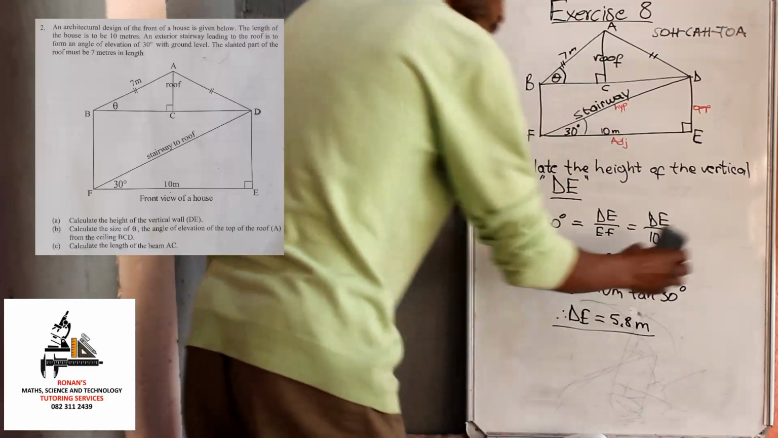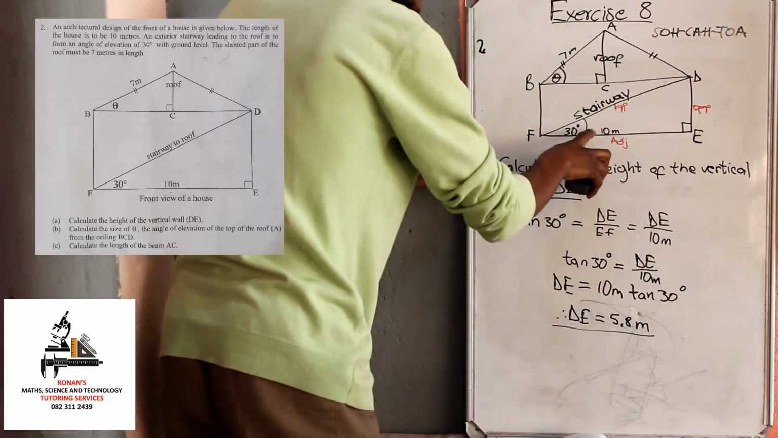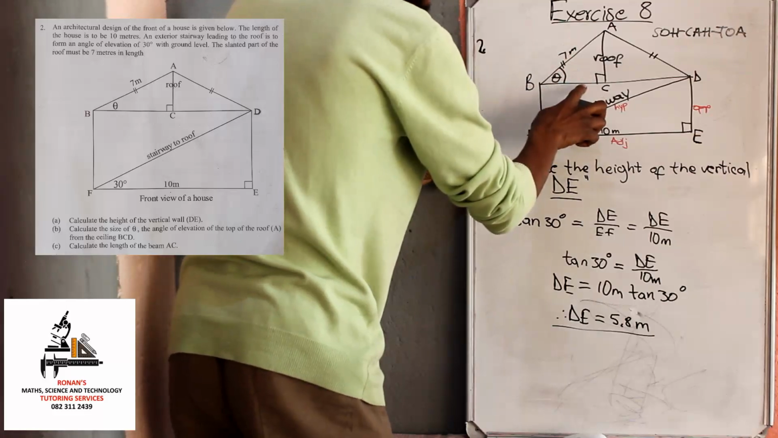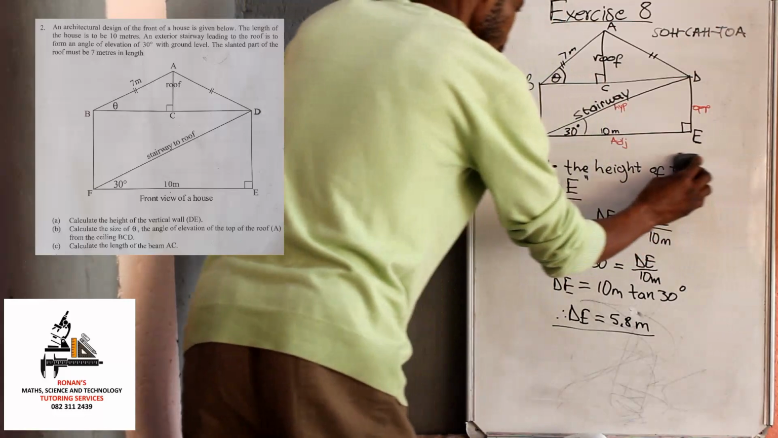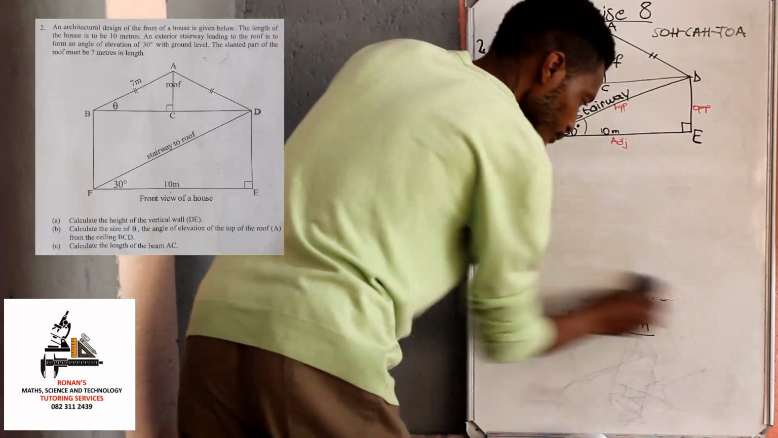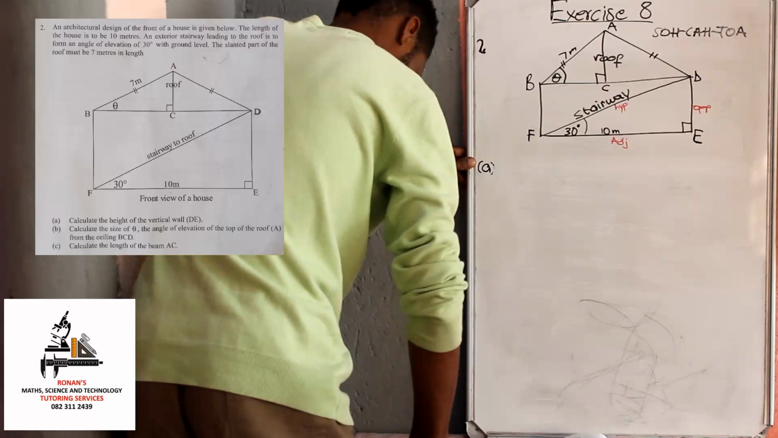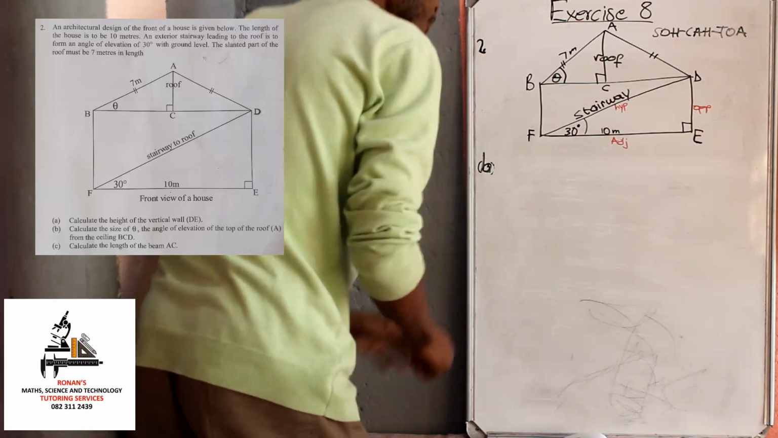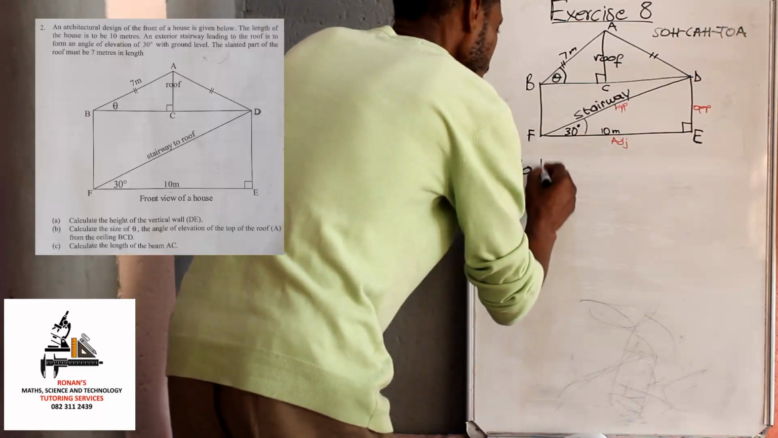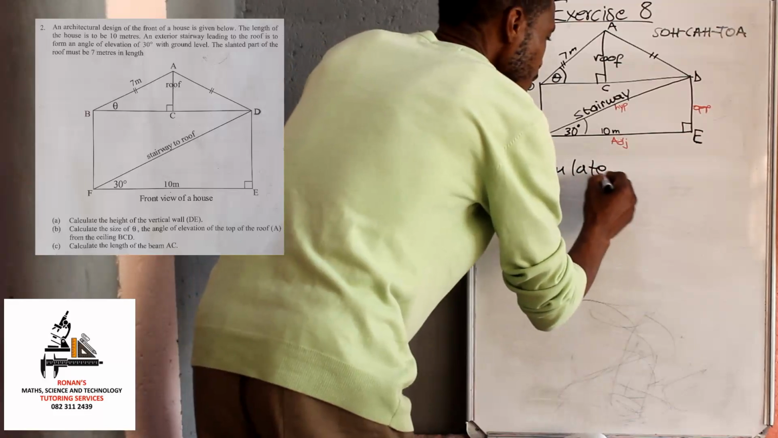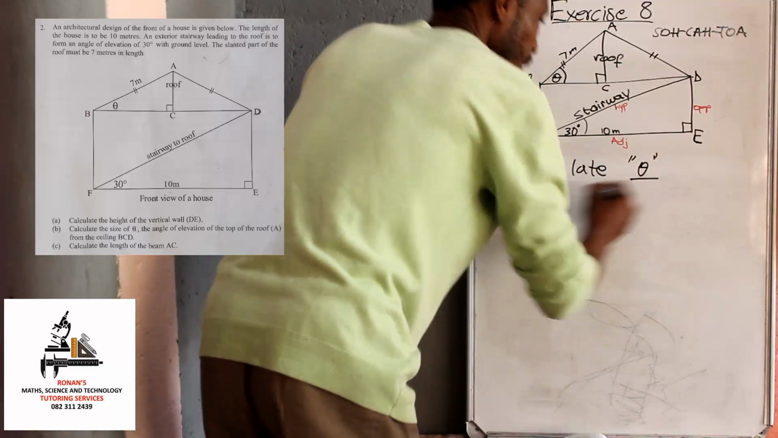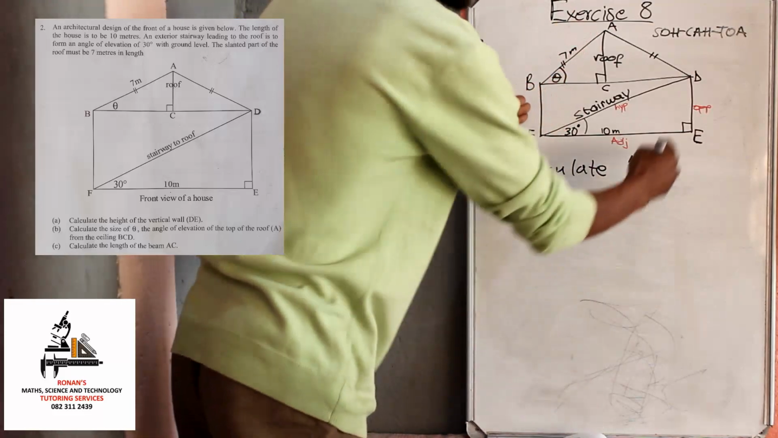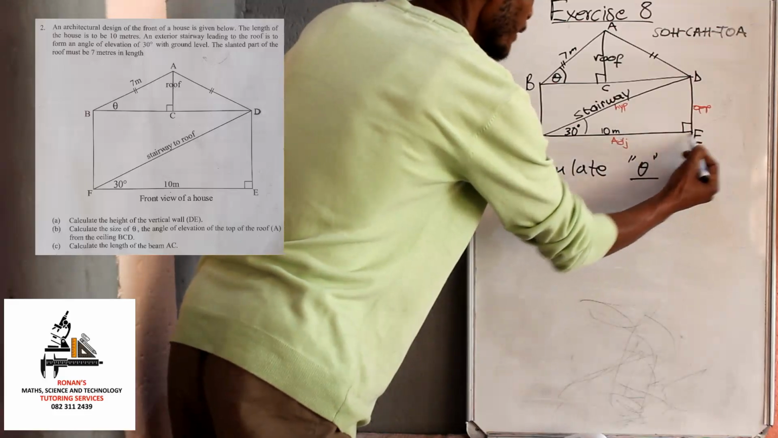Now, for us to calculate this, we're going to need at least a second parameter. Now, let me erase this and then make this B. Good. Now, for us to calculate theta, let me just write it like that. We need at least 2 parameters, remember. And this is 10 meters all the way here.